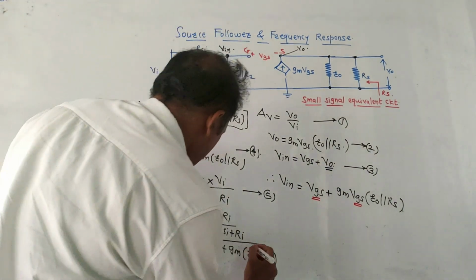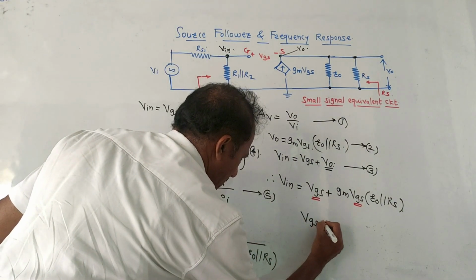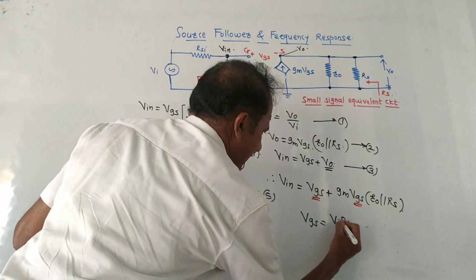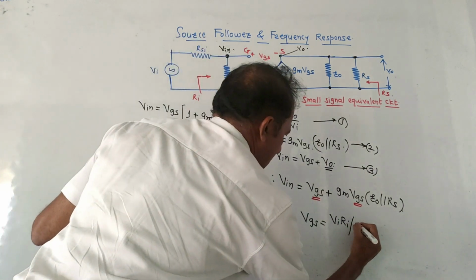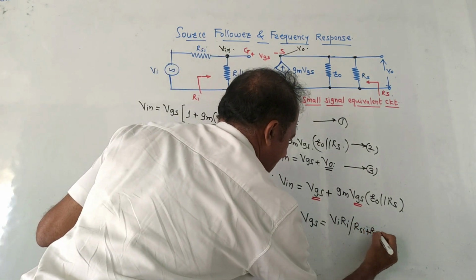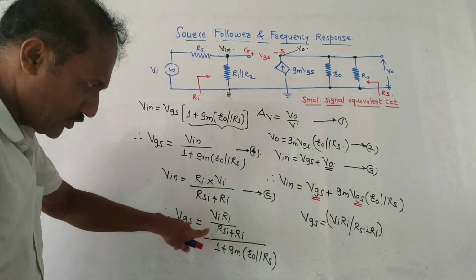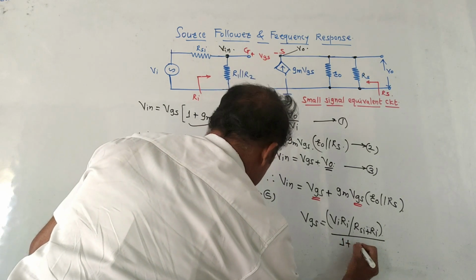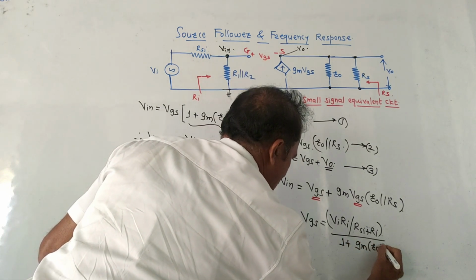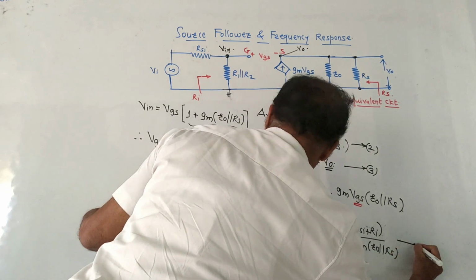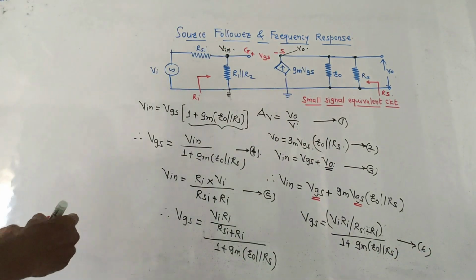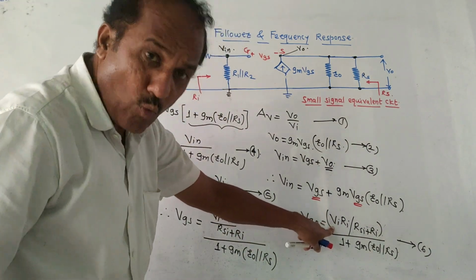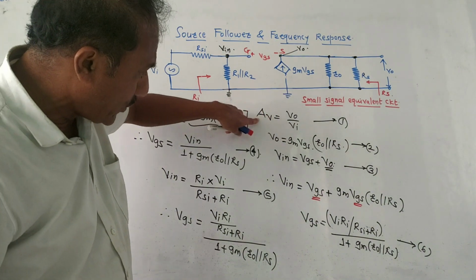For the simplicity, I will rewrite the equation. यहाँ पे लिखता हूँ मैं VGS is equals to same equation. I will write it like this: VI RI upon RSI plus RI in one bracket. This numerator term I have kept in one bracket divided by 1 plus GM R0 parallel RS. Say equation number 6. Now we have got the equation of VGS in terms of VI. This is the value of VI. What is our aim? Basically we want to calculate AV.